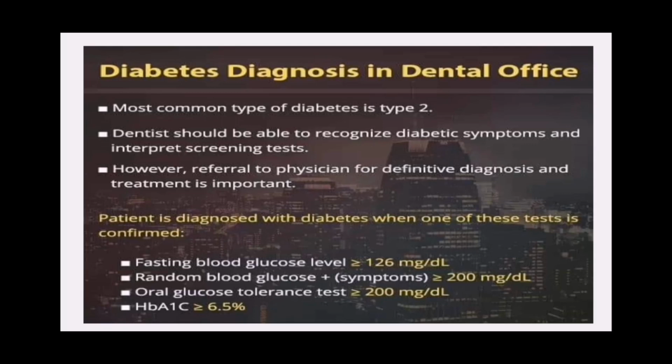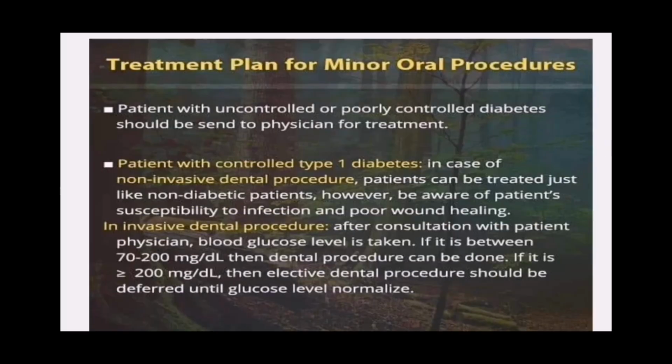Fasting blood glucose level above 126 milligrams per deciliter; random blood glucose with symptoms above 200 milligrams per deciliter; oral glucose tolerance test greater than 200 milligrams per deciliter; HbA1c greater than 6.5% of the RBCs.